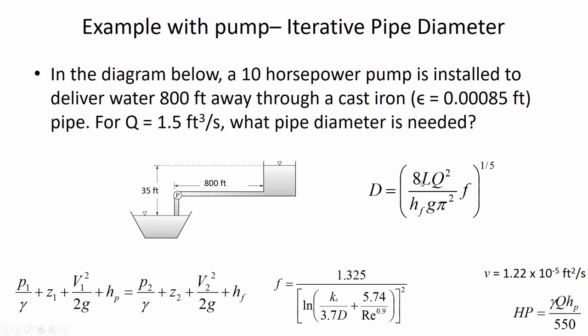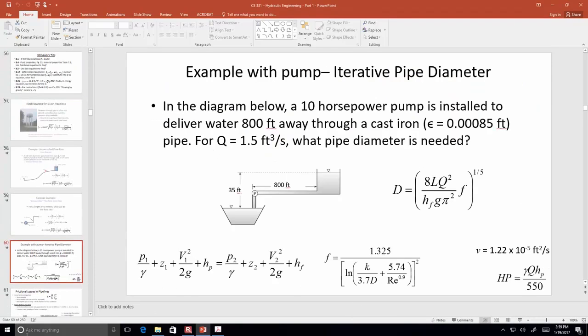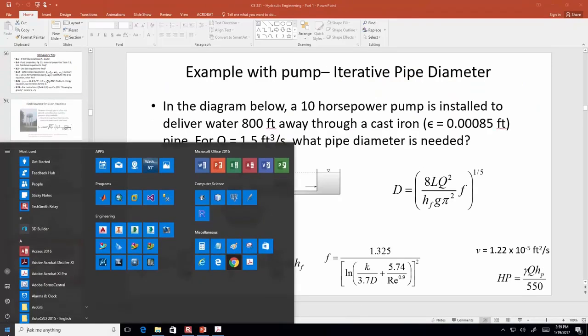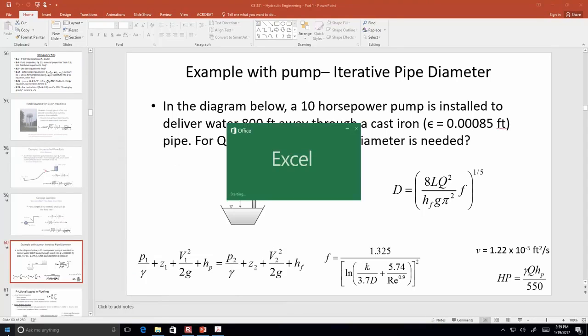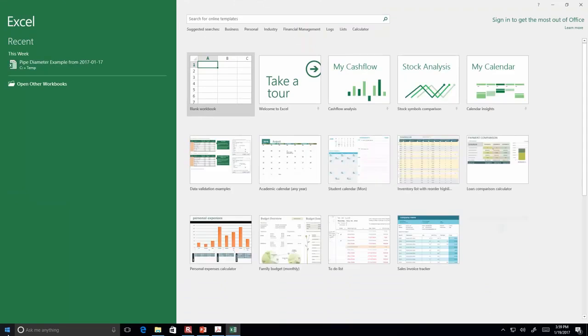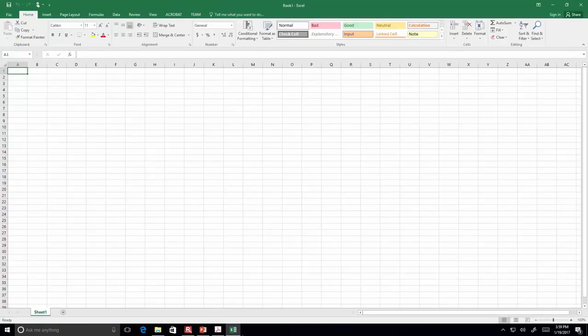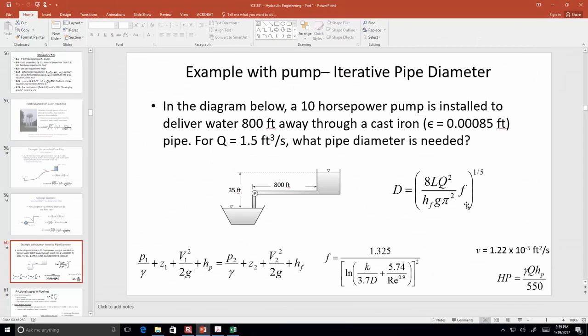Here, this is the kinematic viscosity of water and, of course, the Swamee-Jain equation for the friction factor F. So if you have Excel available, why don't you start that up, and let's work through this one together. All right, I'm going to paste the formulas into Excel just so that they're handy. The friction equation, horsepower, and the diameter equation.